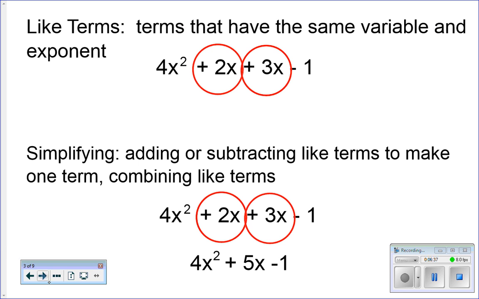Okay, like terms, that's the next thing I'm going to talk about. Like terms are things that have the same variable and the same exponent. They have to look exactly the same. And we're not going to deal with anything that's squared today, so don't even worry about the exponent part. We're just going to worry about the same variable today.